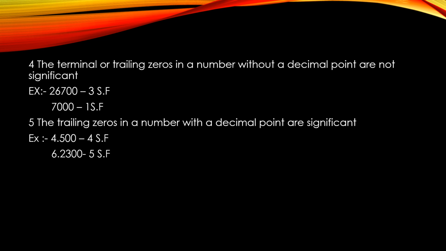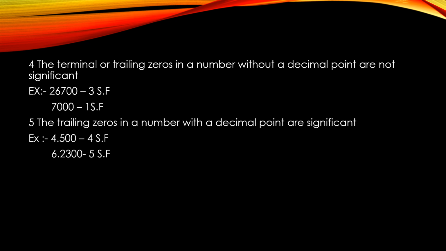Fourth rule. The terminal or trailing zeros in a number without a decimal point are not significant figures. Terminal means what? End part. Okay. For example, you can take 26700. 3 significant figures. 7000. Here we have 1 significant figure. Zeros at the end without a decimal are not clearly meaningful, so we do not count them.